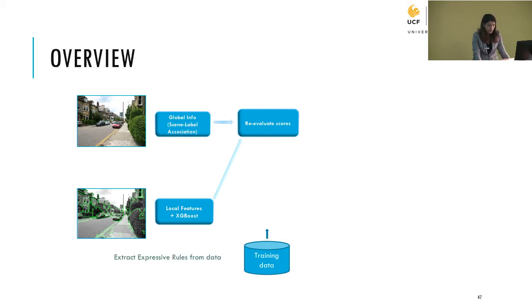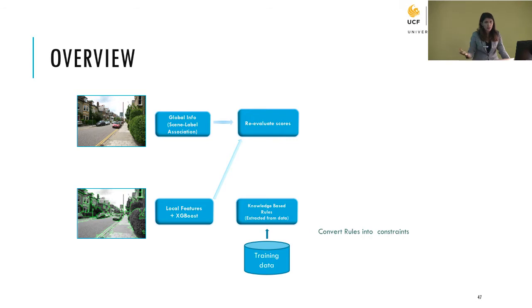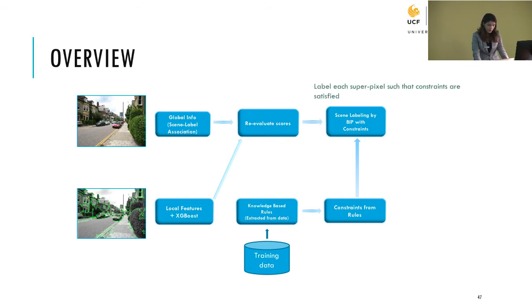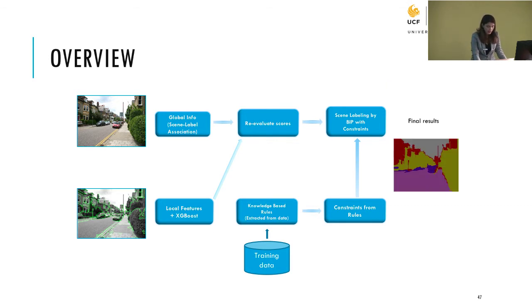Now from the training data, we extract some expressive rules. So we have these knowledge-based rules, and we convert them into constraints that later on we can apply in integer programming. When we have these constraints from rules and the classifier scores, we can use the idea of product of experts and define our problem as a binary integer problem with constraints. When we solve this, we get a label for each superpixel in a way that these assignments satisfy the constraints. Then we get the final result.